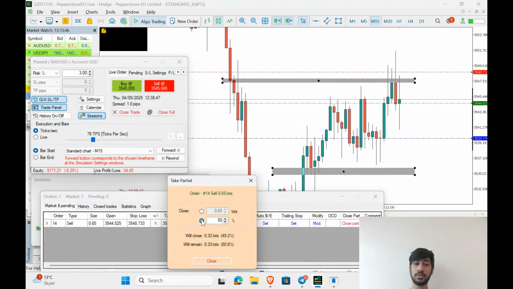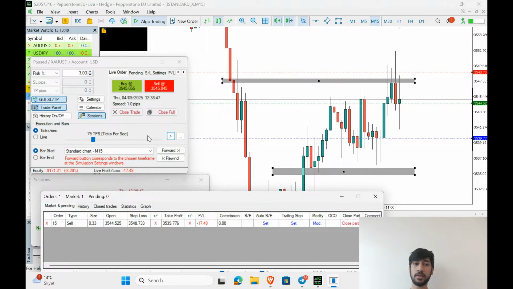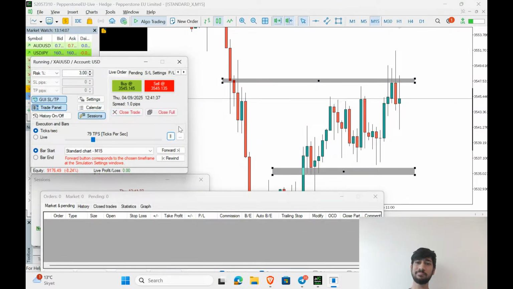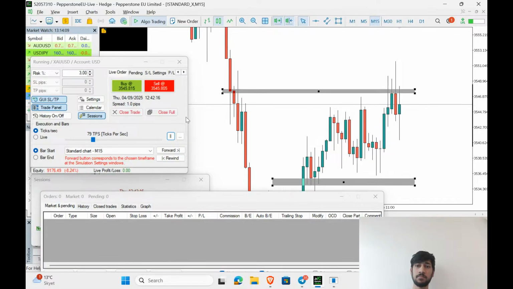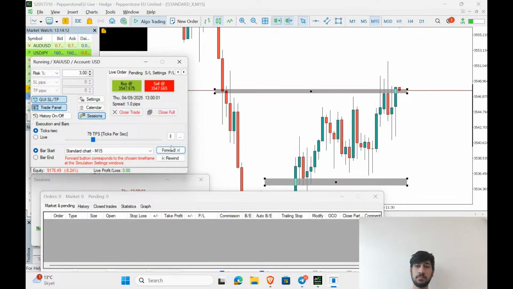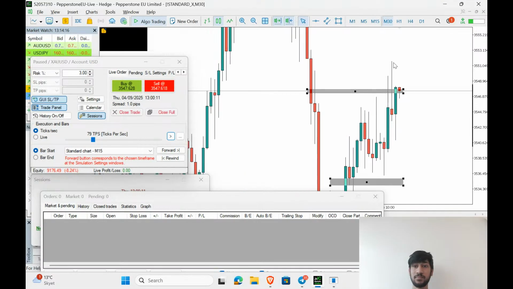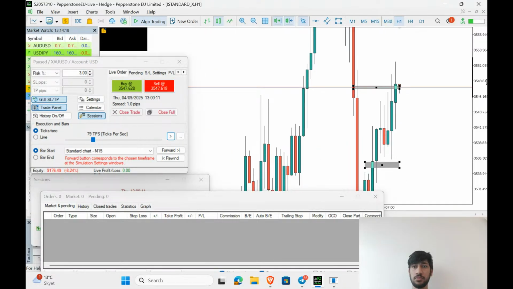I should close partials because it's coming back to my entry point. 41. Close trade at this point. I mean, H1 closed, please.